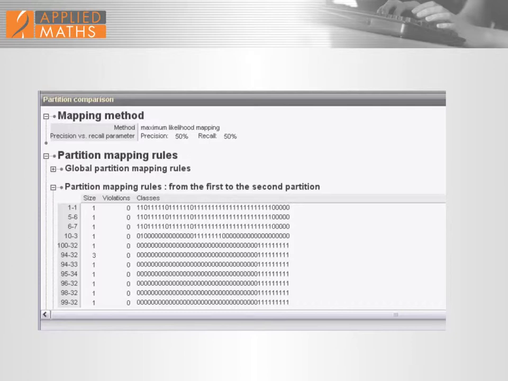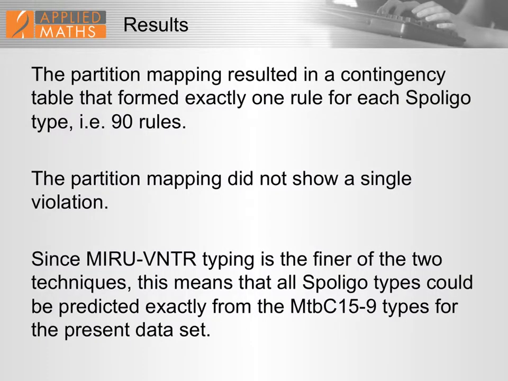And then you could also add more geographical names to your spoligotypes and learn some more of that. So that was the result. They matched exactly without any single violation. And since Miru-VNTR was the finer of the two techniques, that basically means that you can predict this spoligotype from your Miru-VNTR.